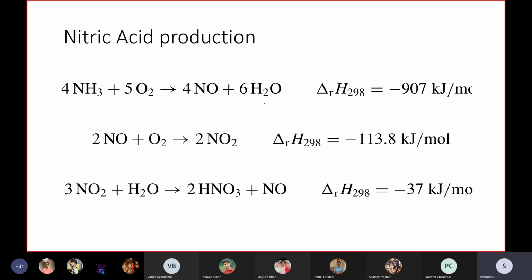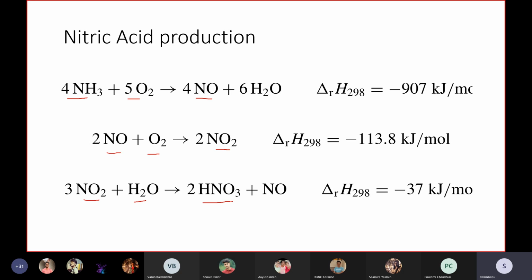So these are the typical required reactions. The reactions we want to produce nitric acid: ammonia reacts with oxygen and forms nitric oxide. Then NO reacts with oxygen and produces NO2. The NO2 reacts with water and produces HNO3. So these are the reactions we wanted. The second and third reactions are very simple.